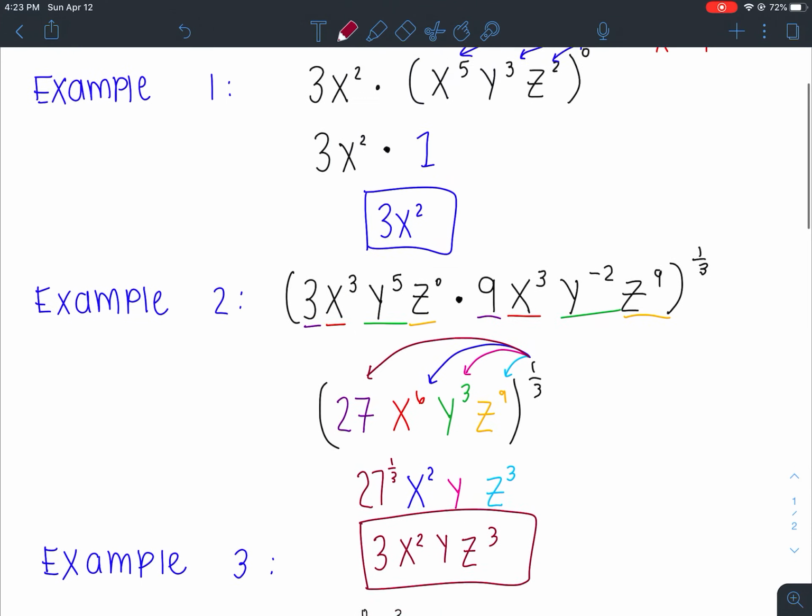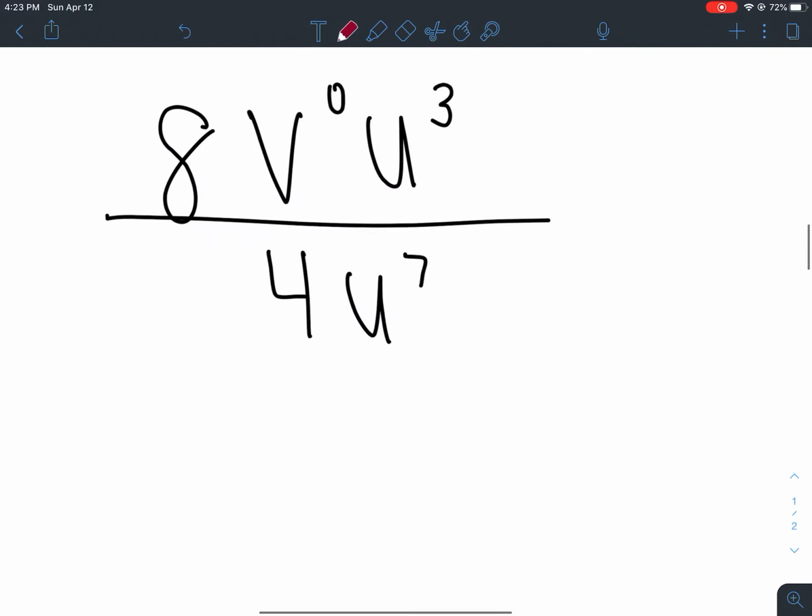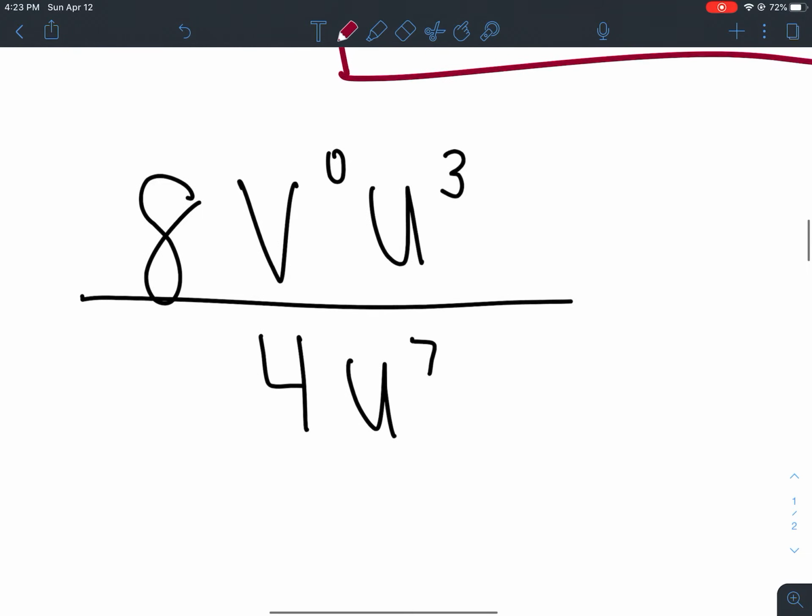Again, it's all about simplifying, right? It looked really complicated at the beginning and then it ended up being not that much. And then our last example here, we have 8v to the 0, u to the third divided by 4u to the 7th. Now, you want to look at each individual part. Just like I mentioned in the quotient law video, you want to look at each individual part of the fraction separately. So if I look at the top, can't simplify. Look at the bottom, can't simplify.